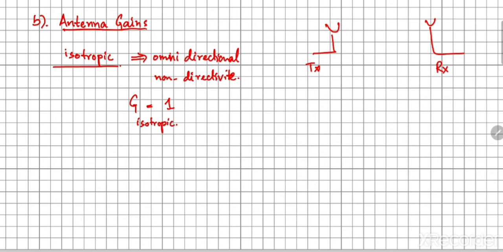Which amounts to no gain at all. Now, once we have some directional antennas, with some directivity, which means that if we talk about the transmit side, these antennas are able to transmit electromagnetic waves focused in a particular direction.